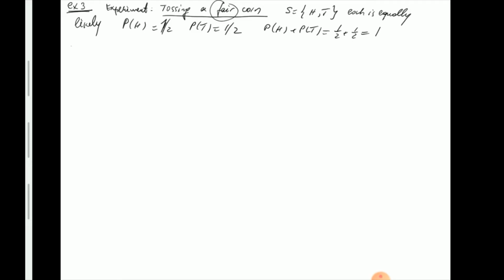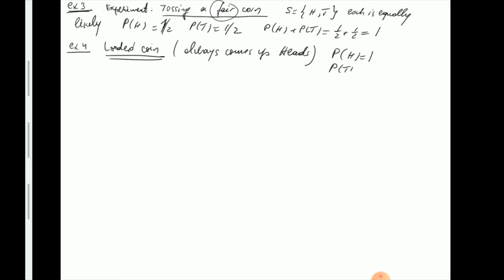Let's put example 4. You could have such a loaded coin that it always comes up heads. Well, in that case, of course, the probability of heads is equal to 1. The probability of tails is equal to 0. So probability equal to 1 means a certain event. Probability equal to 0 means the event is impossible. Obviously, you don't want to play the game at the casino with such a coin.